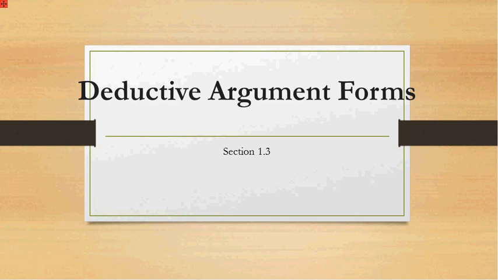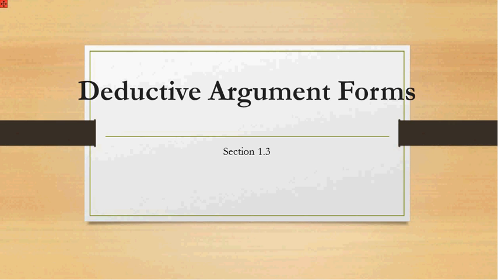Hello and welcome to this video on deductive argument forms or deductive types. Remember that deductive arguments are distinguished from inductive arguments because in inductive arguments the conclusion is a matter of probability or likelihood, whereas in deductive arguments the conclusion is not a matter of probability or chance. In other words, in a well-reasoned deductive argument, if the premises are true, the conclusion must also be true.